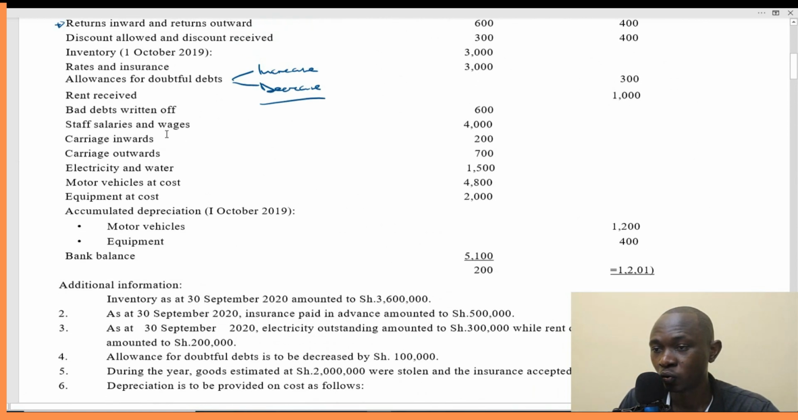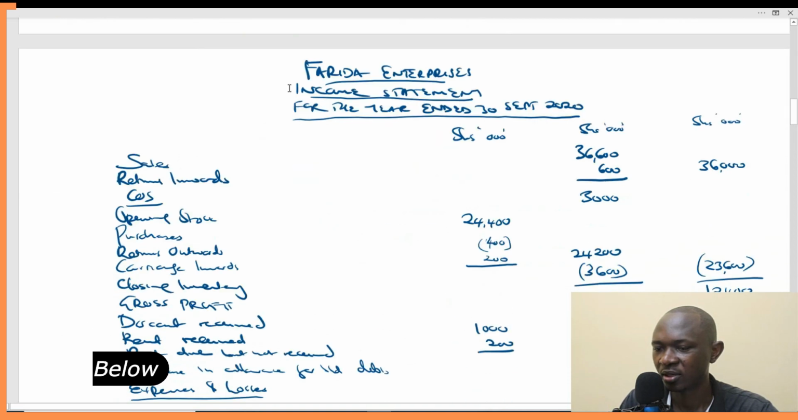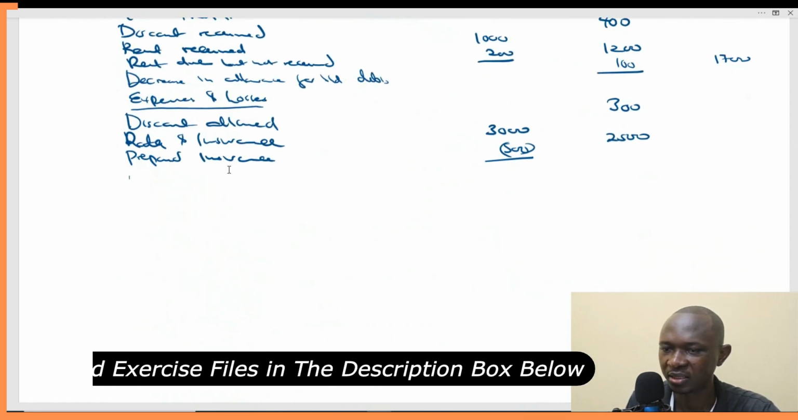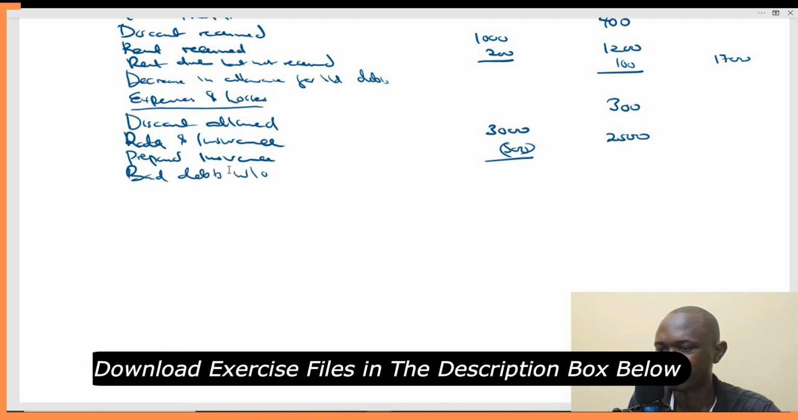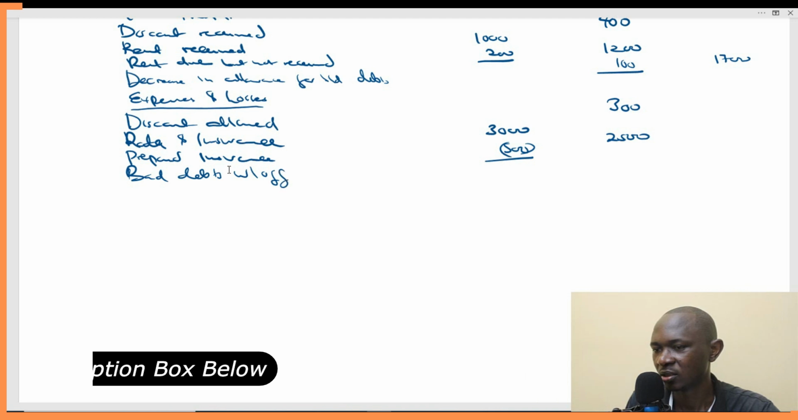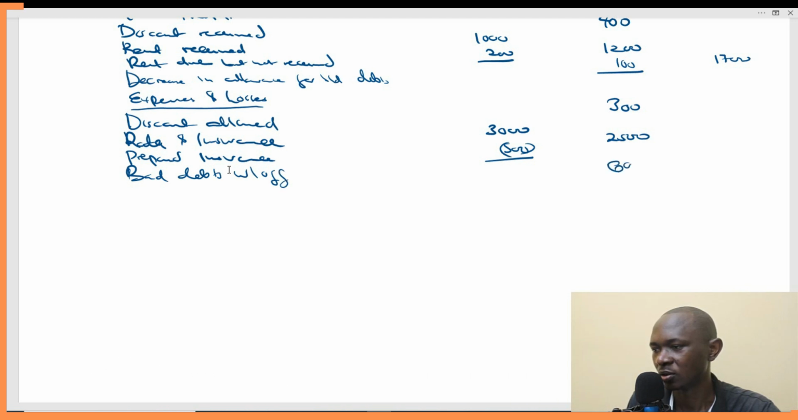Then we go to the next one. We are already done with this. We were only interested in an increase or a decrease, and we have already captured it's a decrease. So we go to the next one, rent received, we've captured that. Bad debts written off is 600. So come here, bad debts written off, these are a loss to the business. Bad debts written off, 600. So definitely it will feature here. Bad debts written off, 600.